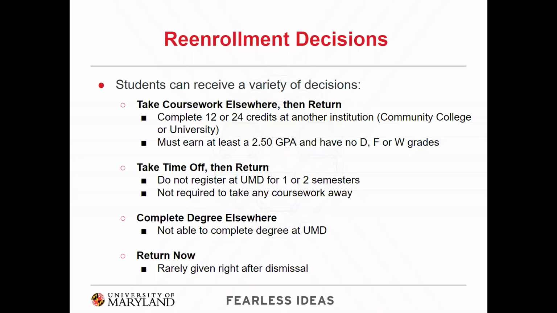Students may be requested to take time off and then return. So they should not register at UMD for 1 or 2 semesters. They are not required to take any coursework away, but they may if they choose to do so. Some students are asked to complete their degree elsewhere. Based on their GPA calculation, they're not able to complete their degree here at Maryland. Some students are allowed to return right away. This is rarely given right after dismissal.